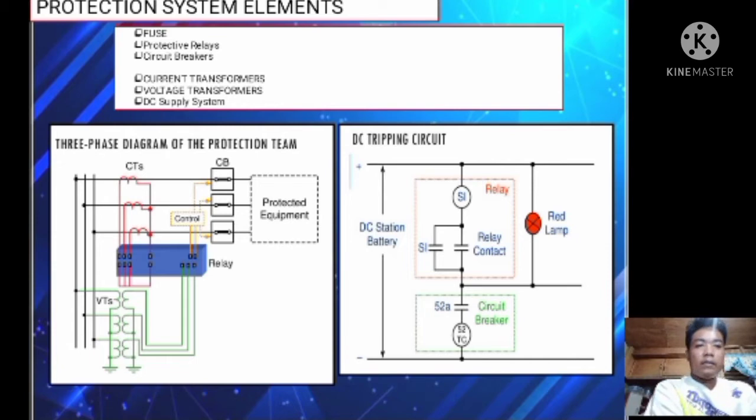So, DC tripping circuit, these are the other diagram from our direct current tripping circuit, which is meron siyang relay contact, may DC station battery, relay, red lamp which is indicator, and the circuit breaker.